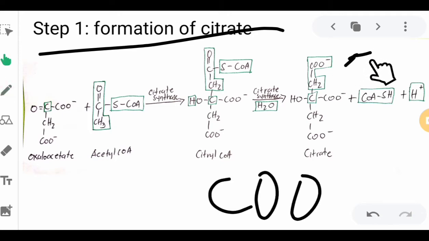What will happen next, the water that we used here, one hydrogen will be used in the S-CoA here that will now serve as coenzyme A sulfhydryl. Another hydrogen was placed here as a free hydrogen ion. Now the remaining oxygen will be attached here, the COO. That is why you no longer have the double bond here, because you now have the carboxylate ion at the top.